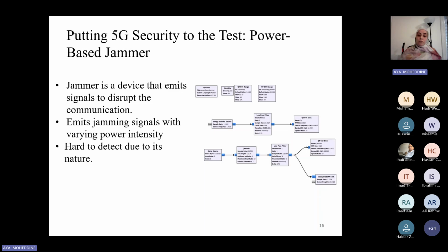It can also have weaker power and cause some delay in the communication, or it can have no impact at all when its power is very weak compared to the 5G signal. That means it's a little bit hard to detect because it's always changing its power in real time. So in this figure, I just show how we built that jammer.